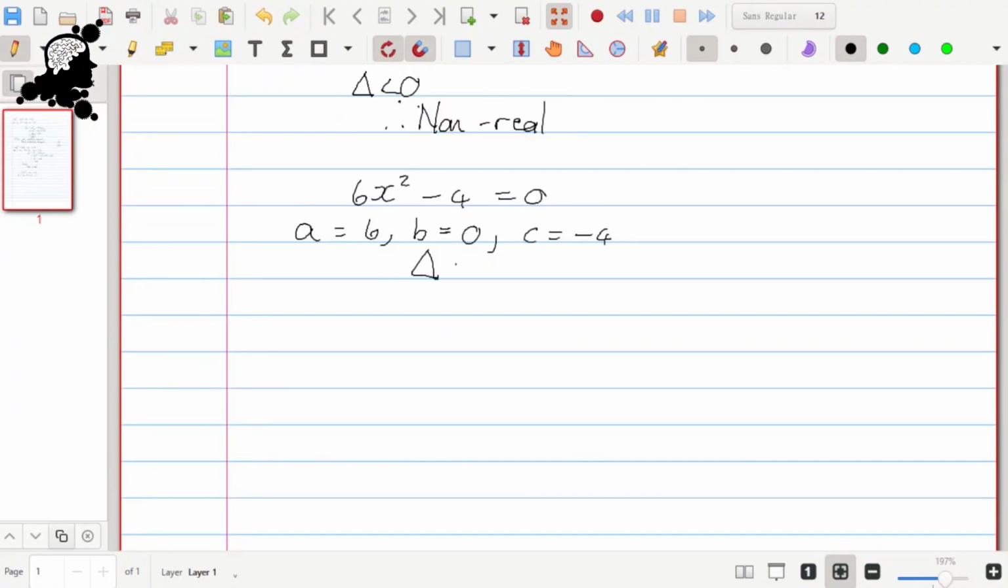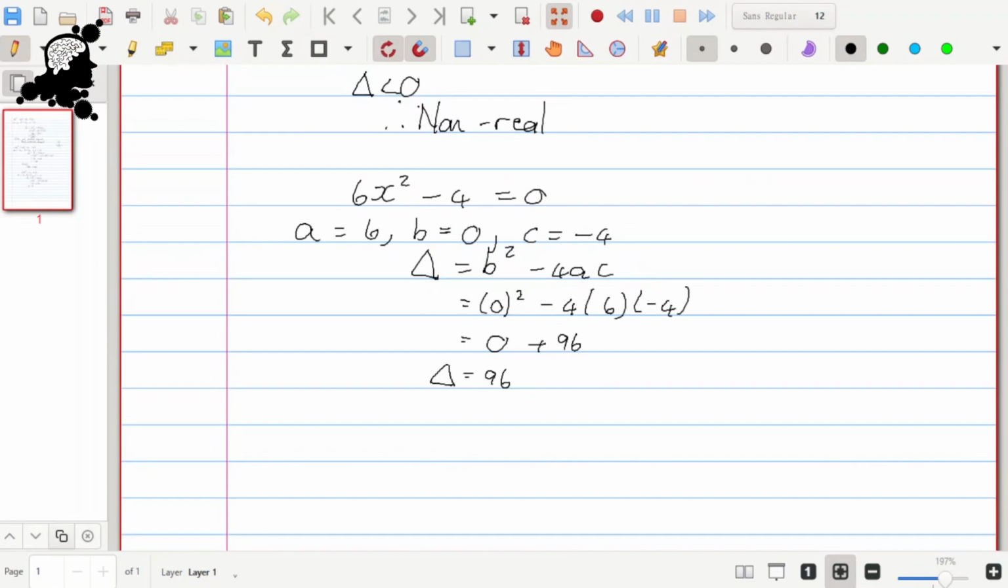So delta is going to be equal to b squared minus 4ac. This is going to give us 0 squared minus 4 into the value of a, which is 6, and the value of c, that's negative 4. Right, let's see what we get here. This is going to be 0 plus 6 times 4 is 24. Then 24 times 4, that's going to give us 96. Yes, so our answer here is 96.